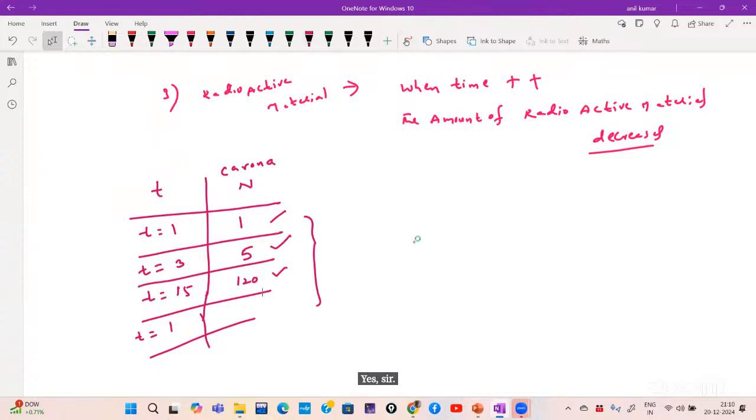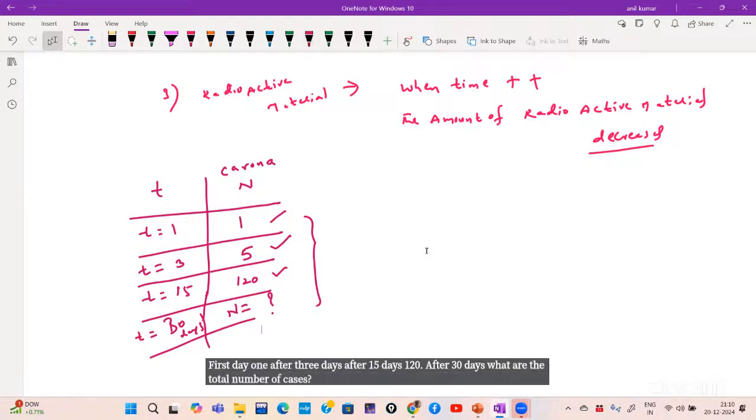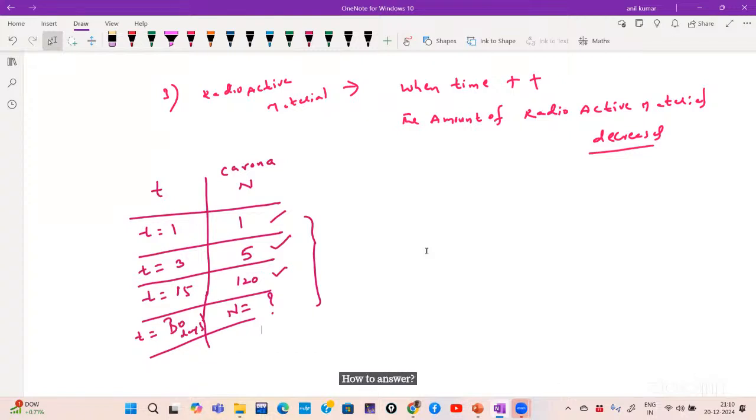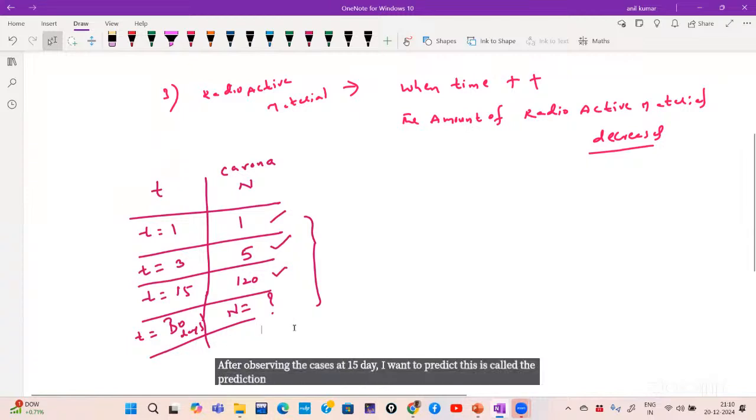Now, after 30 days, how many cases will be present in India? But we have observed the cases only up to 15 days: first day 1, after 3 days 5, after 15 days 120. After 30 days, what is the total number of cases? How to answer? After observing the cases at day 15, I want to predict. This is called prediction. At the 16th day, I have to predict.